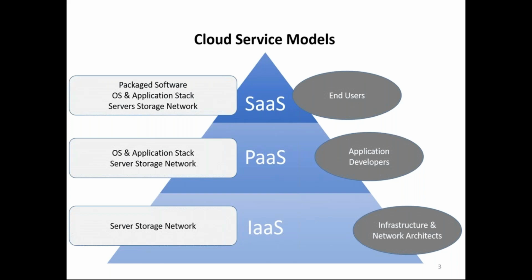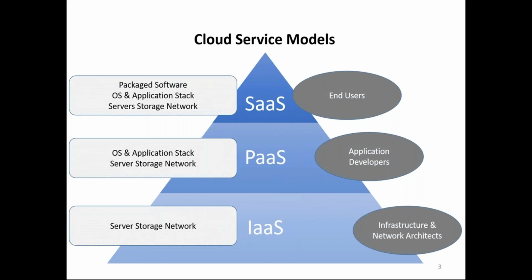Then the second service model we have is platform as a service. And what do we do here? The platform is built: the OS and the application stack, or server, storage, network. Application developers need a platform to develop the application. So clients will be taking up both the IaaS infrastructure and the platform, and they will be building their own application as per the client's requirement.